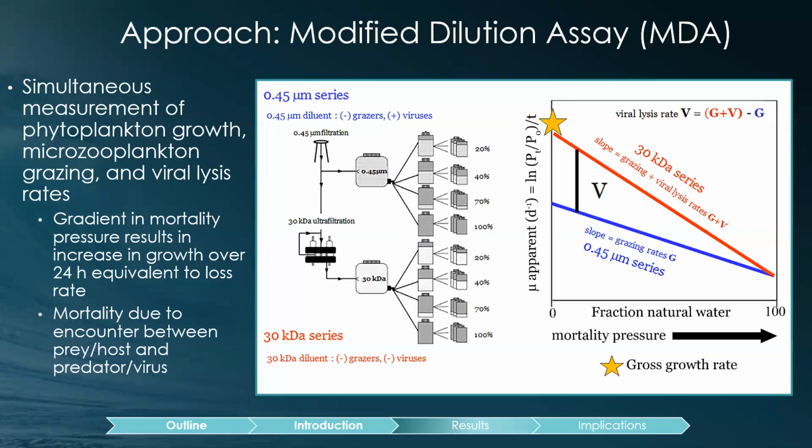So grazers are removed, but viruses are still present. You then have a second parallel series, the 30 kilodalton series, that you run through a 30 kilodalton filter, and this removes both grazing and viral lysis. Essentially, what we're doing is diluting out the mortality pressure, and as a consequence, we see a resulting increase in growth. That resulting increase in growth is therefore the grazing or total loss rate. And the difference between those two lines is my viral lysis rate.